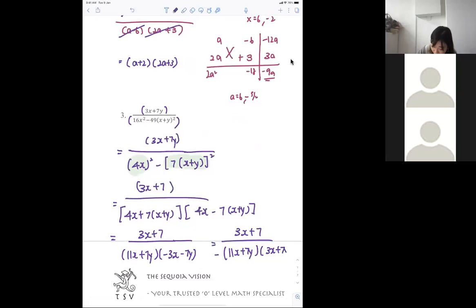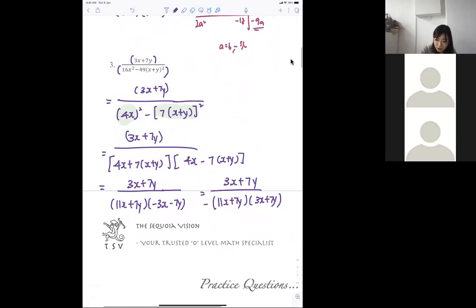Sorry, forget copy the y. So this one is harder because of the A square minus B square. Once you can spot A and B, you can form your A plus B, A minus B. Simplify the bracket. Then now you can start to cancel.